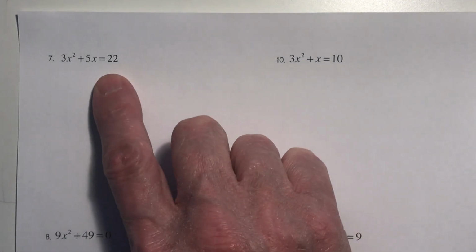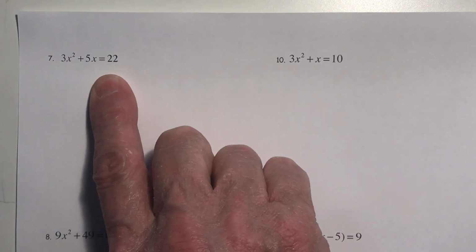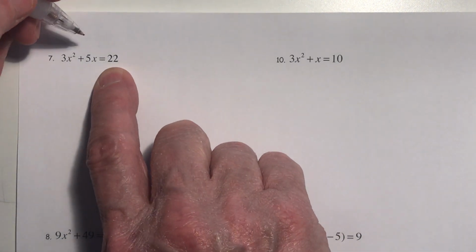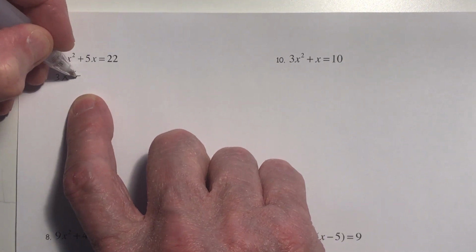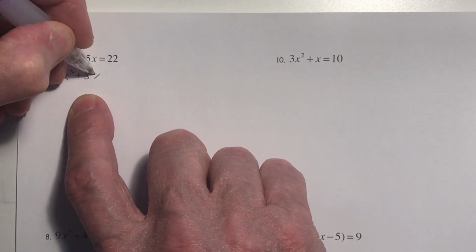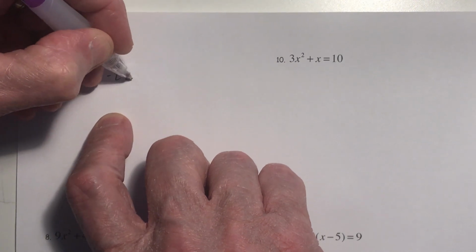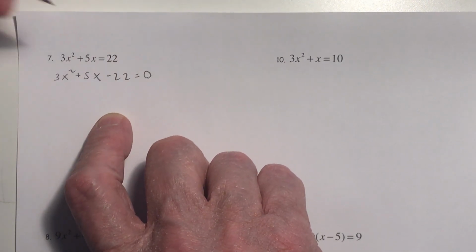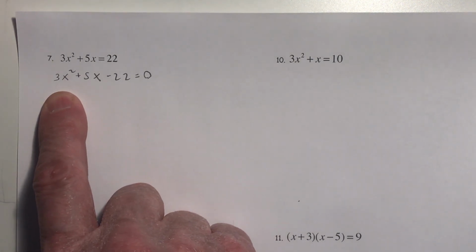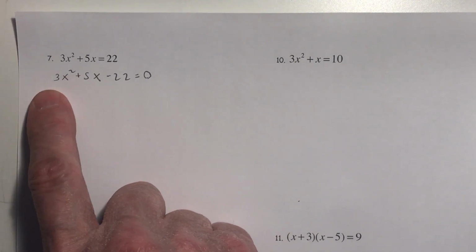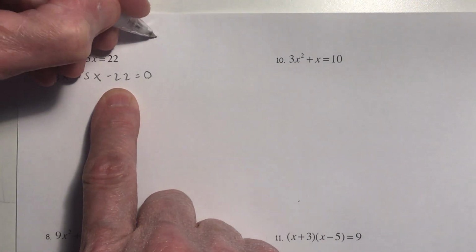Here's our first example where we do not have a 0 yet. So our first step is get a 0 over here. Easily accomplished by subtracting 22 from both sides. Okay? And this is not a nice 1x squared, so we use the AC method. A times C will be negative 66.